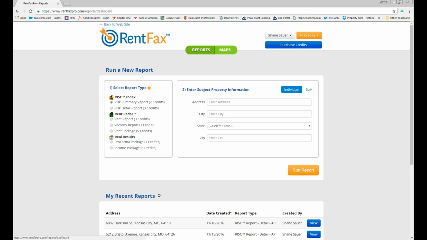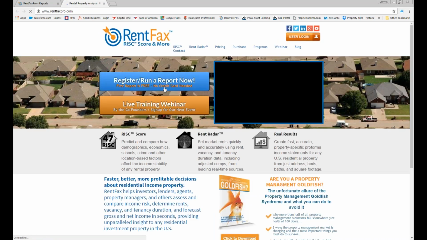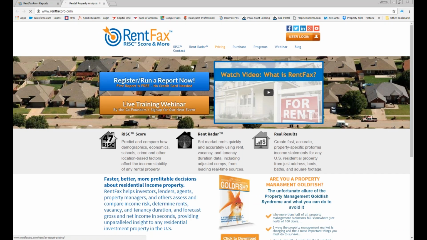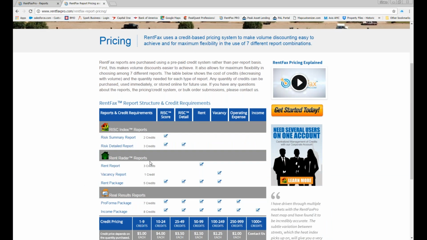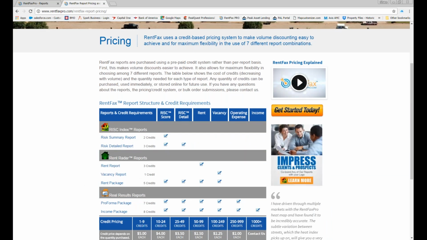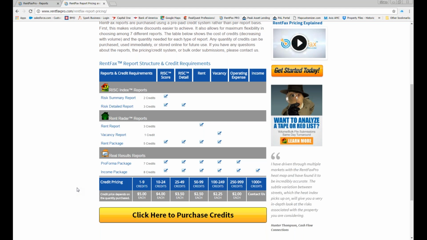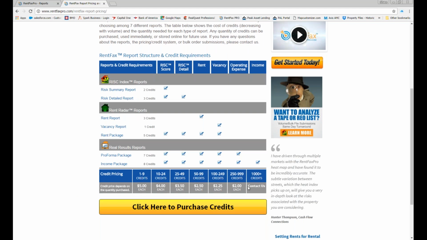Now, how much a report costs, I'm going to take us out to the main website here. Our pricing is based on two things, really. It's based on product and it's based on quantity. So the more data and information that you are getting through our products, the more credits it requires. If you just want a risk summary report, it's 2 credits. If you wanted our most extensive product, it would be 8 credits. The price per credit goes down the more you purchase.